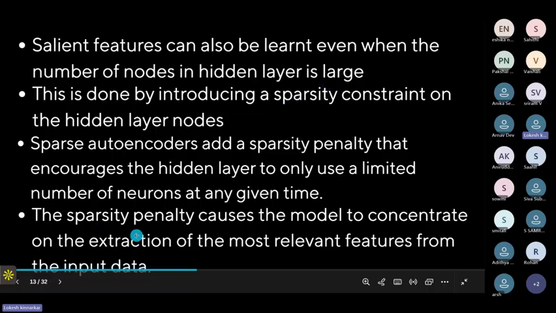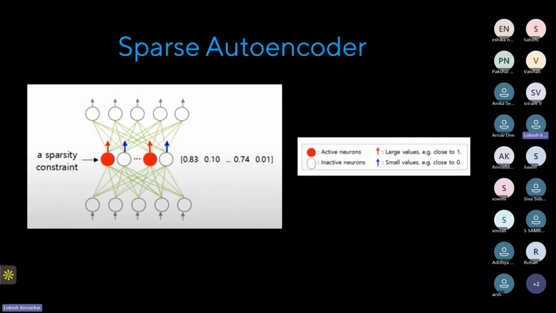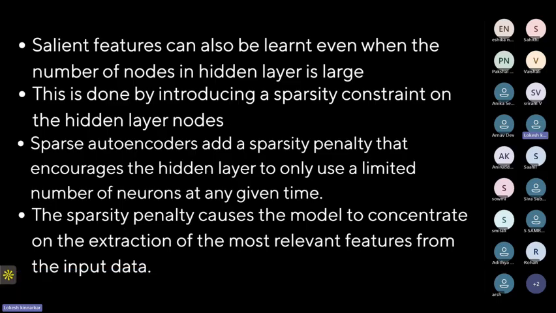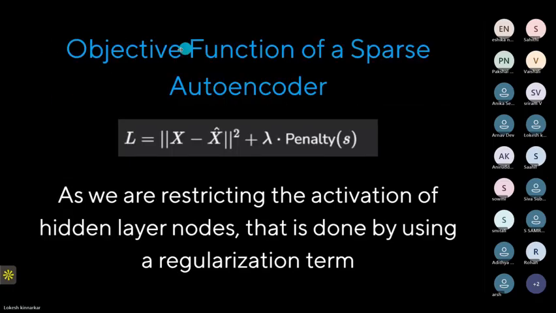What this sparsity penalty does is cause the model to concentrate on extracting the most relevant features from the input data. Because only a few neurons are active, and a particular neuron will be reacting to a particular feature it faces from the input data, you are essentially learning the most important and relevant features from each neuron, and you club all this information together and represent it in latent space. So this is the objective function of a sparse autoencoder. We are adding a regularization term here, which is lambda times the penalty. The penalty is of two types, which I will be discussing.